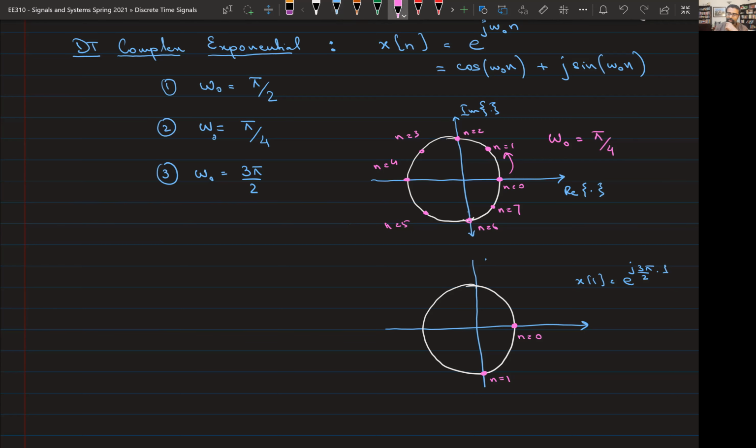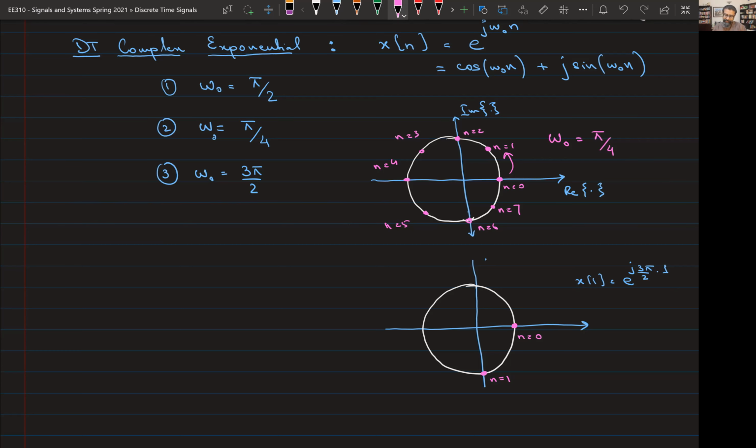What about at n equals 2? Who's going to help me here? Roshin, let's see if you can help me once again. What about n equals 2? Now, in going from n equals 1 to n equals 2, you need to traverse a distance which is equal to 270 degrees.